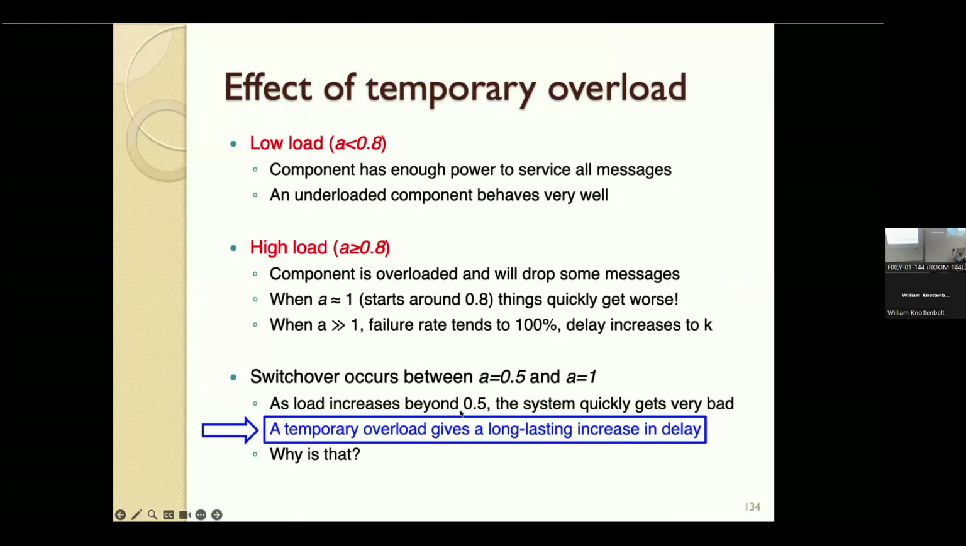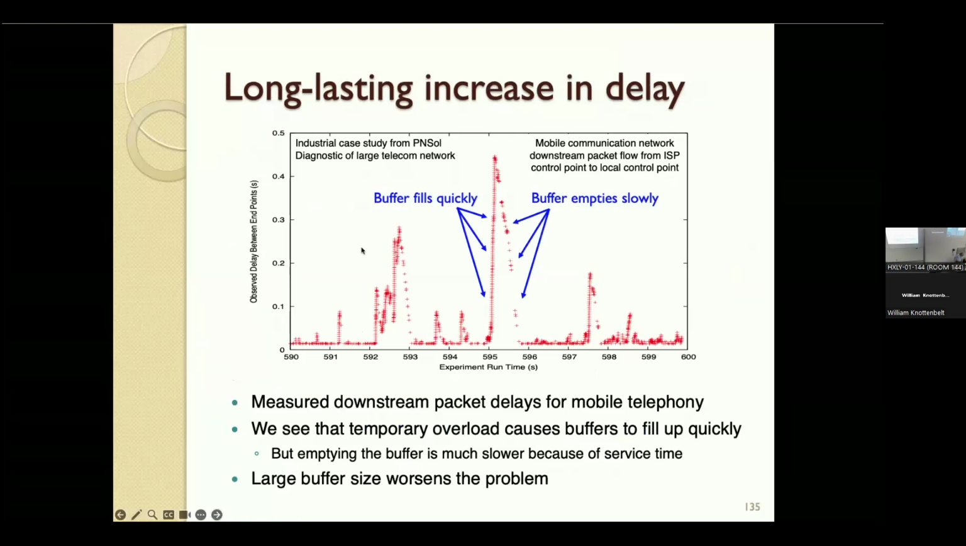And one lesson is temporary overload gives a long-lasting increase in delay, because what happens is the buffer fills, the K elements get full, but you can only empty the buffer at the speed at which the elements are serviced, okay? This diagram again comes from the small cells. So the buffer fills quickly and empties slowly. So temporary overload causes buffers to fill quickly. That's the first lesson: there will be long-lasting hits in performance.